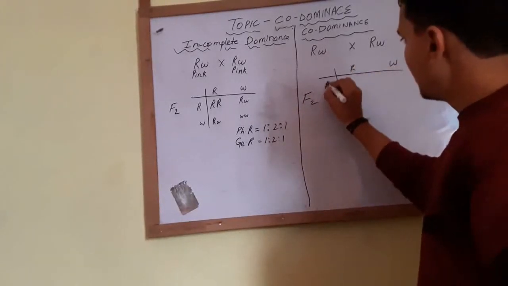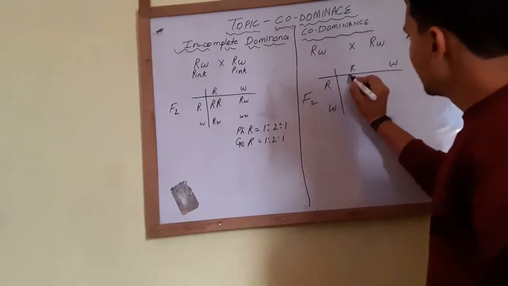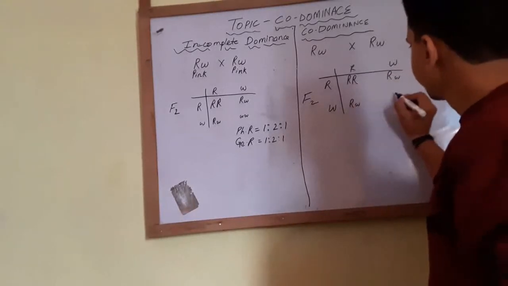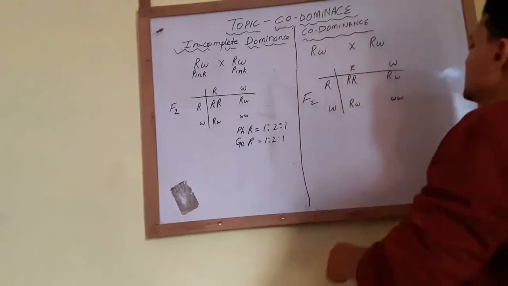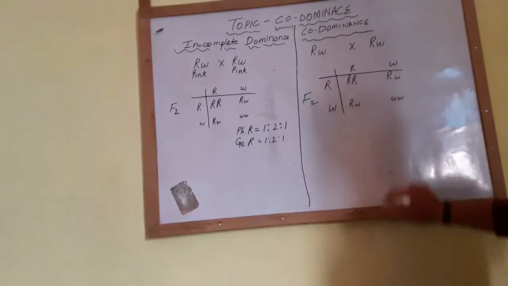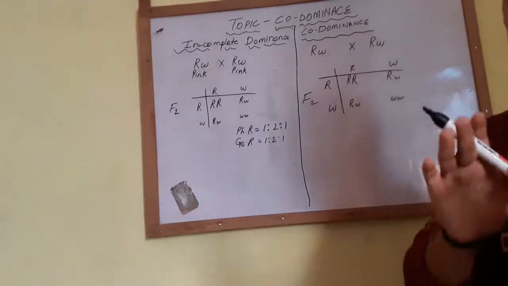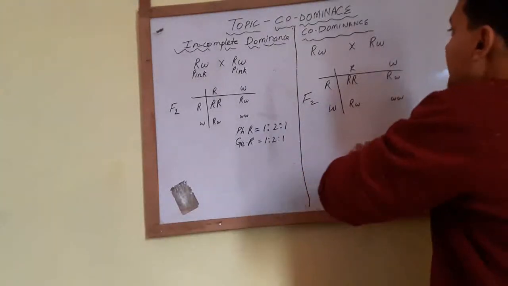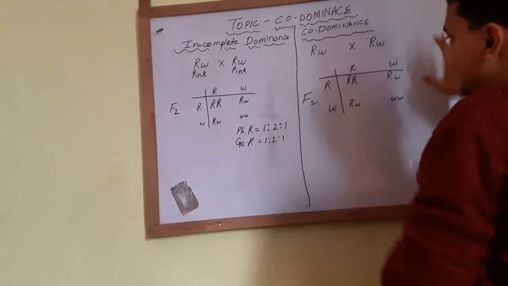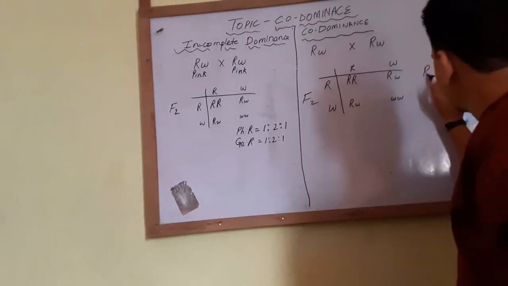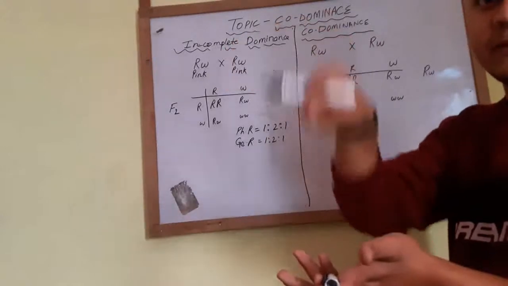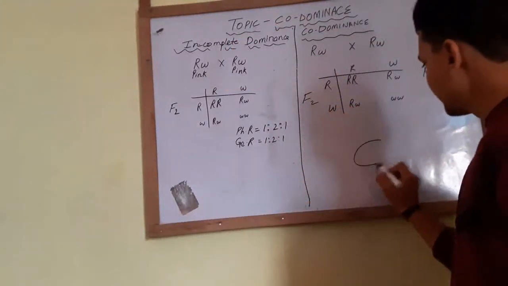RW, RW, say WW, right? So these are the 4 offspring in F2 generation. But when we talk about their character in F2 generation during codominance, right? During the process of codominance, the character of this RW will be a white coat upon which red dots will be found, right? This type of character will be there.